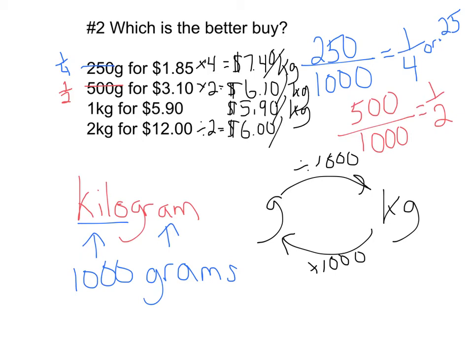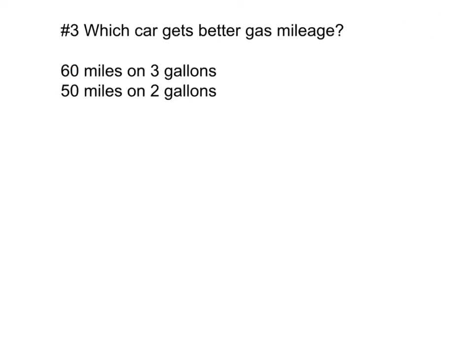$6 per kilogram. Again, we're looking for the better buy. We want the number that's the smallest. So the 1 kilogram for $5.90, that's the better buy. Okay. So when I'm dealing with unit rate, it's very similar to unit price. Same basic idea, except I'm no longer dealing with money, and I'm not always looking for the smallest amount.